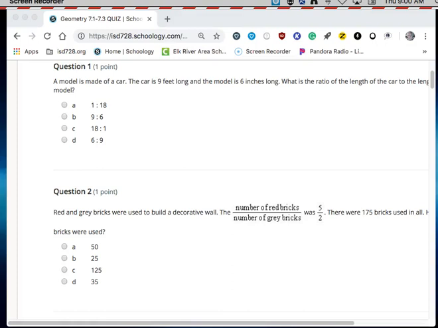Okay, this is the Geometry 7173 quiz review. Not review, but just a debrief on this. And you guys can move to the questions you need.